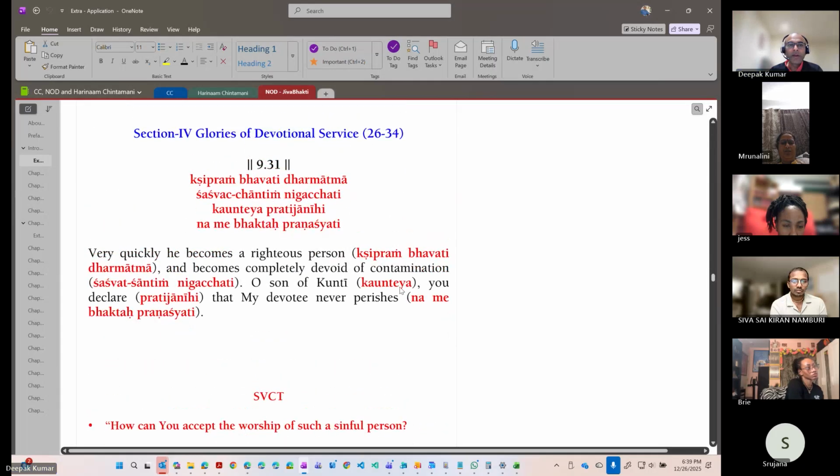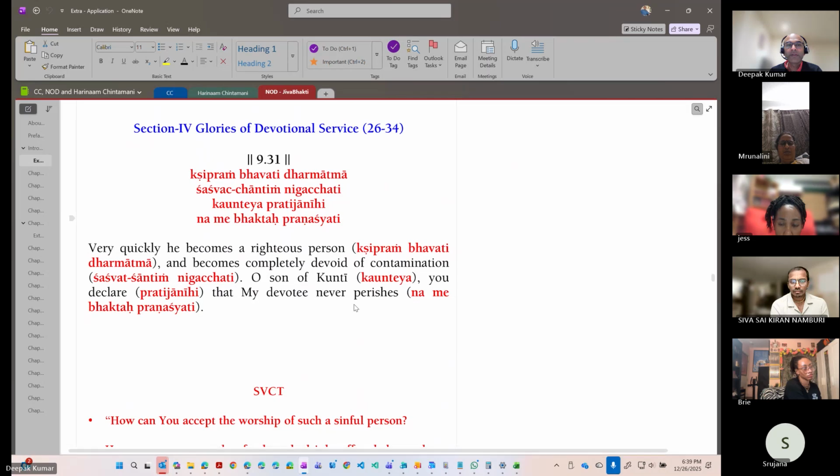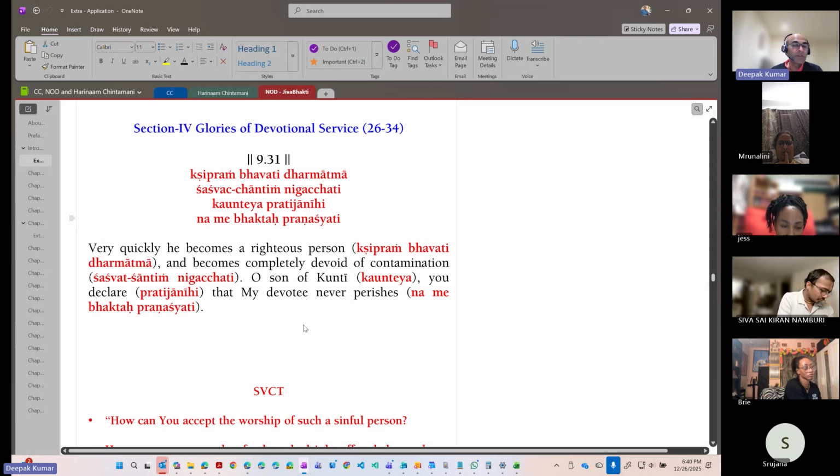Here, 9.31: Very quickly he becomes a righteous person and becomes completely devoid of contamination. O son of Kunti, you declare that my devotee never perishes. So Krishna is telling that very soon, as anybody is practicing bhakti, all this impurity will be taken away by the mercy of Krishna, and that person will become righteous, and then Krishna's devotee never perishes.